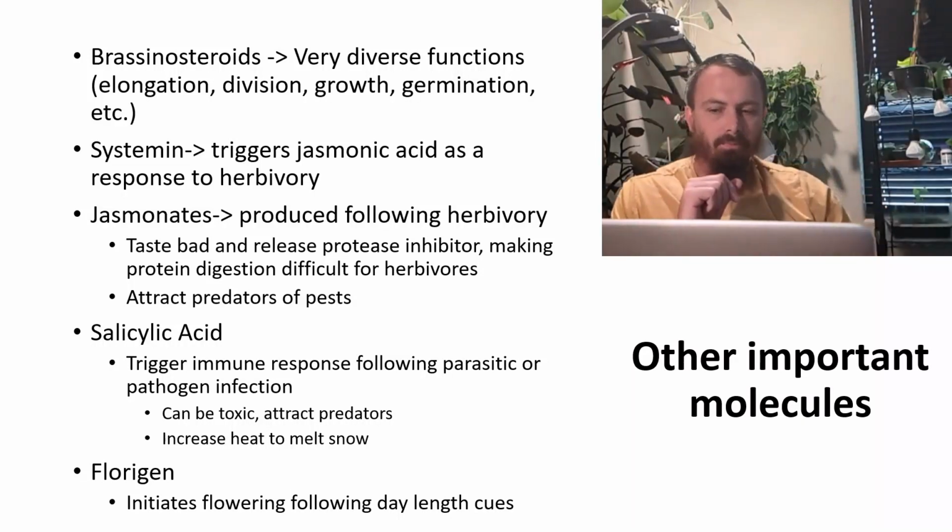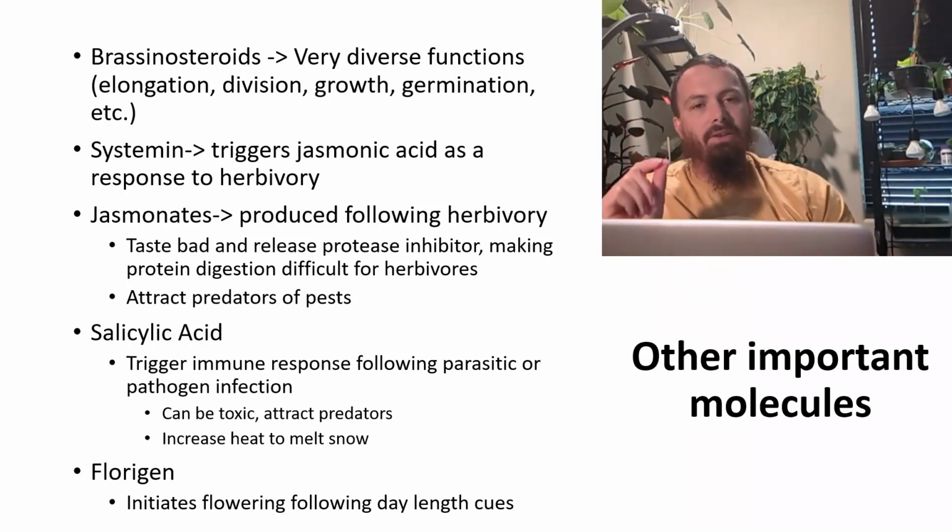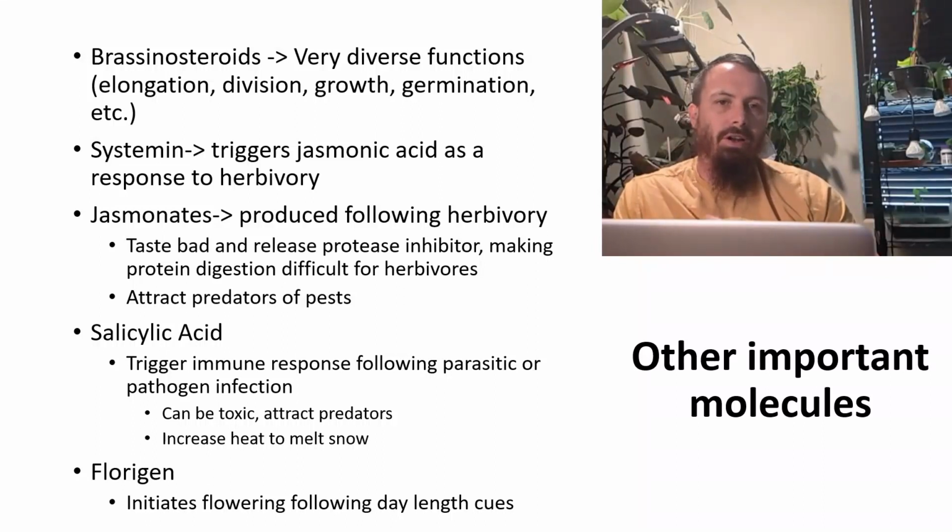And then the last one we're going to talk about is florigen. This is one that's going to use the day length cues, so phytochrome R and phytochrome far red. And when it's appropriate, it's going to be produced to trigger flowering. So florigen is a signaling molecule that's helpful for initiating the flowering process.